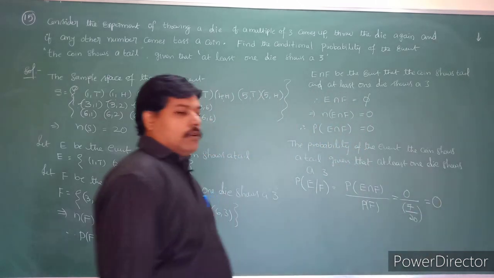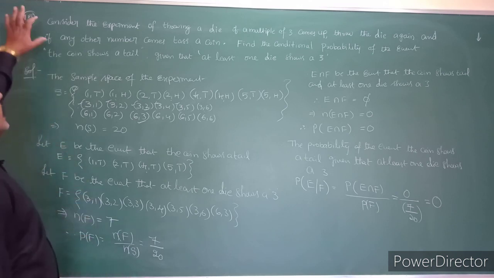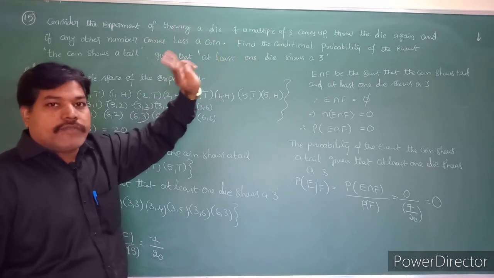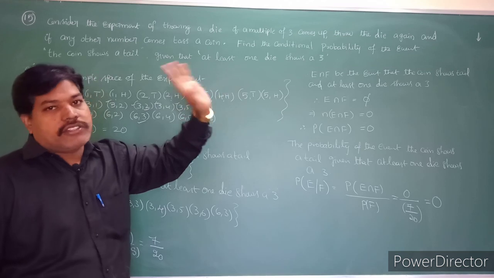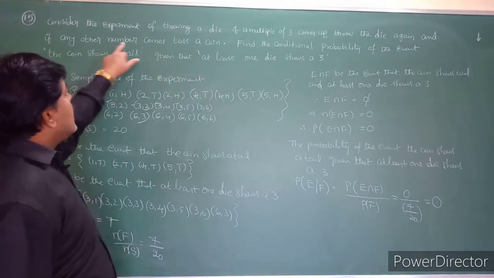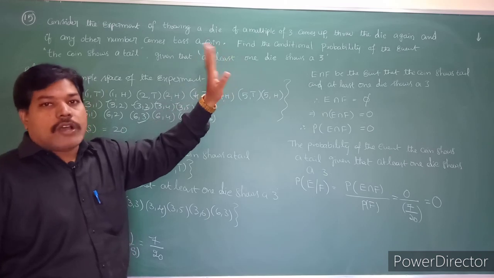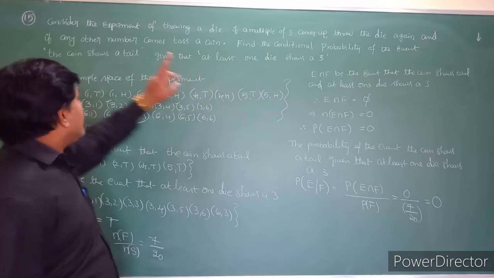So see that question, students. What is the question? Consider the experiment of throwing a die. If a multiple of 3 comes up, that is 3 or 6, you have to roll the die once again. If any other number comes, toss a coin. Find the conditional probability of the event.